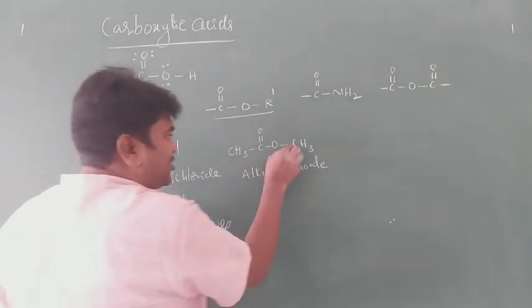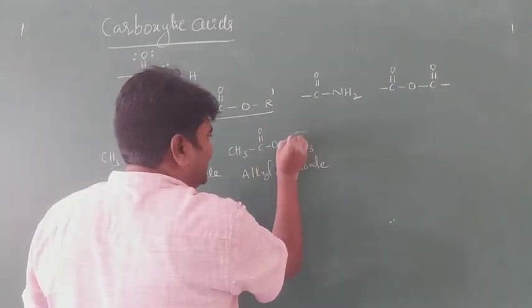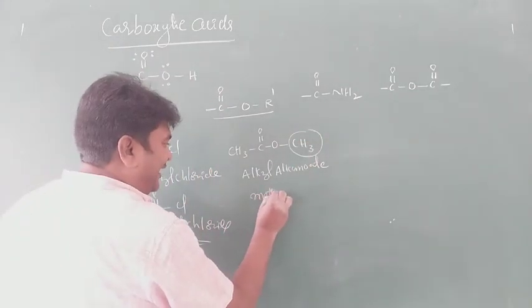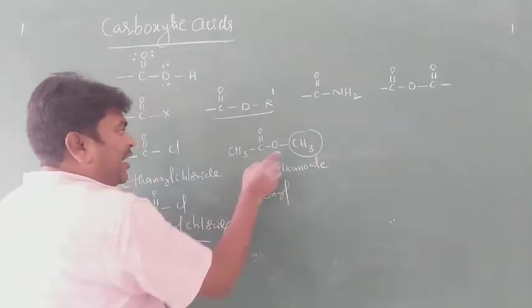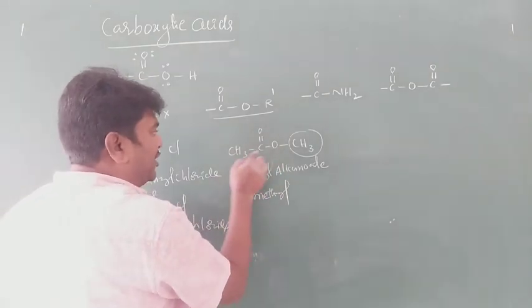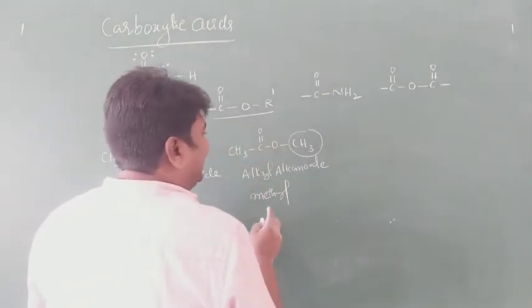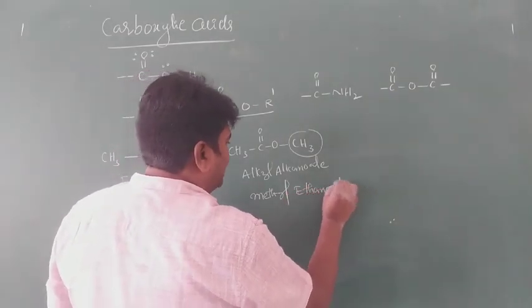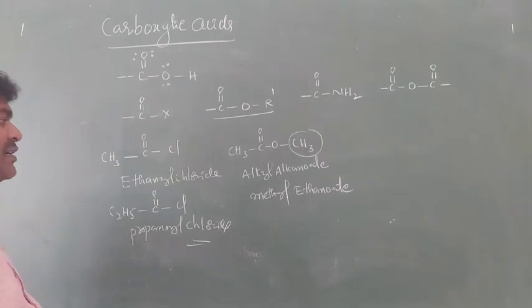Which one is the alkyl? The group attached to the oxygen is called the alkyl group. This is alkyl, it is methyl. For the remaining part, how many carbons are there? 2 carbons are there, so it is ethanoate. Very important, my dear students.